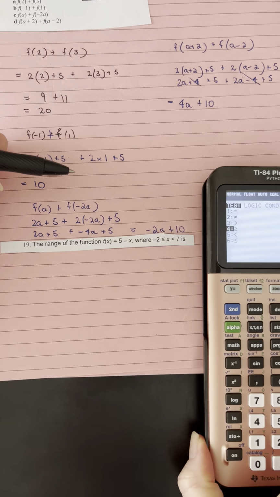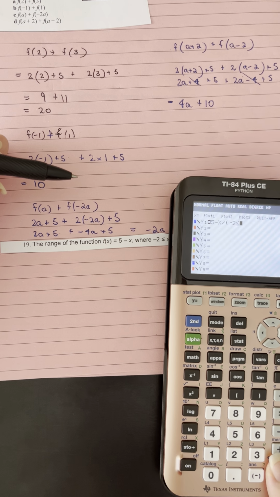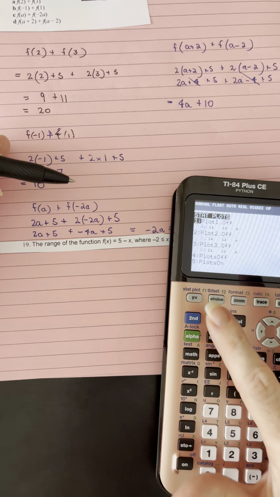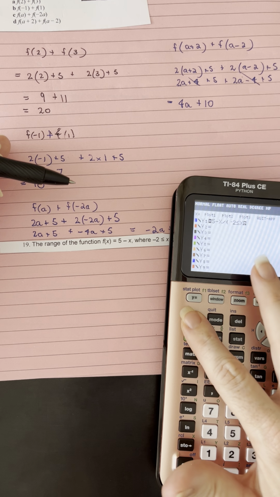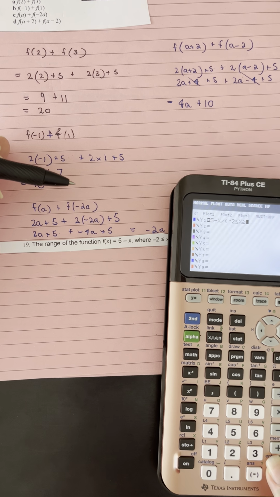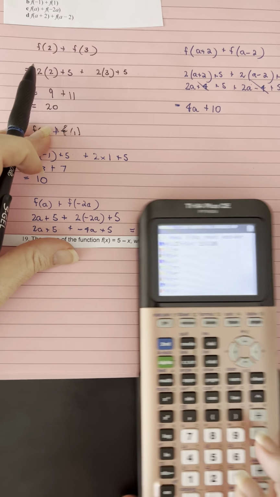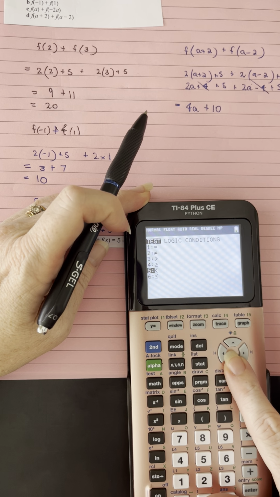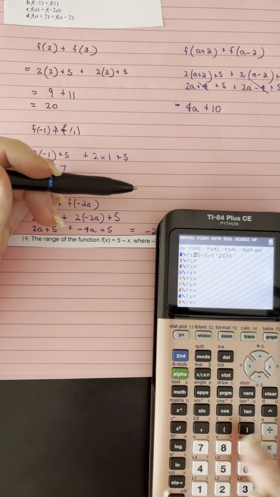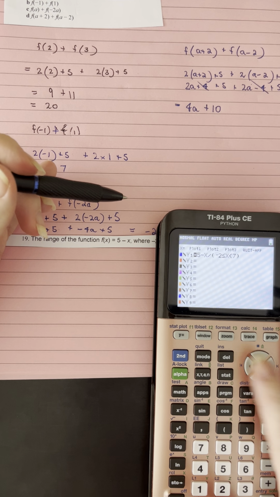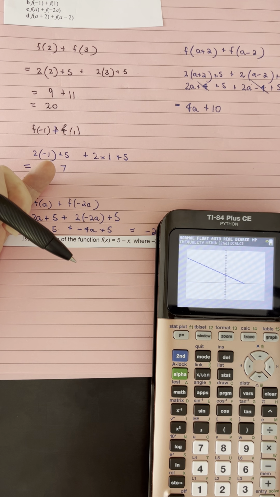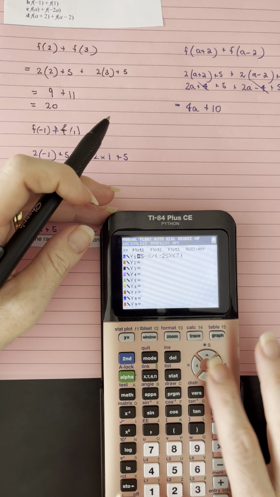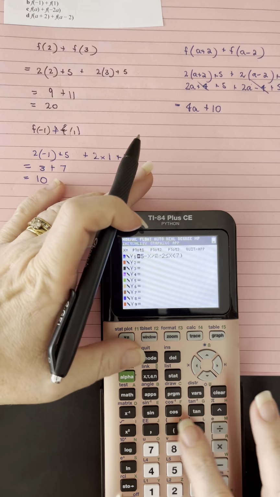I think this should work, I haven't done it. I need to change that one, sorry. 7, and I think that should work. No, it hasn't restricted it for me, so I think I needed to put my curly brackets in for that.